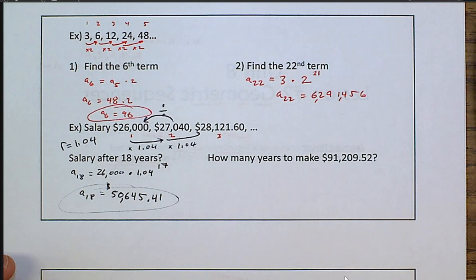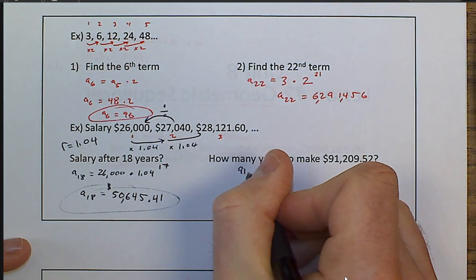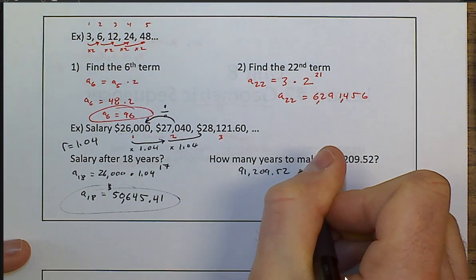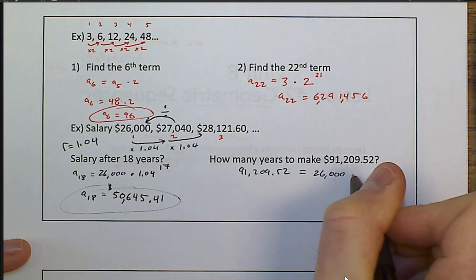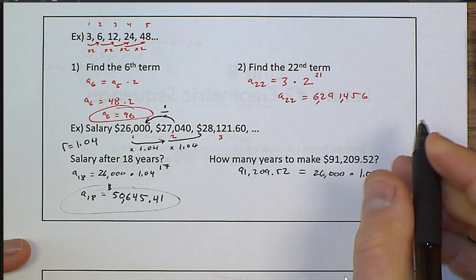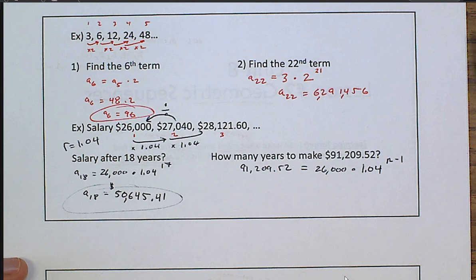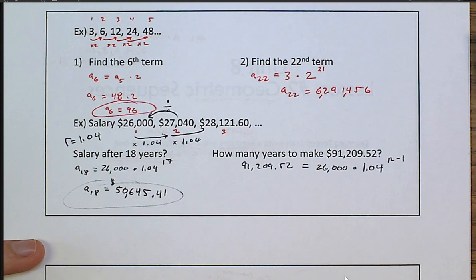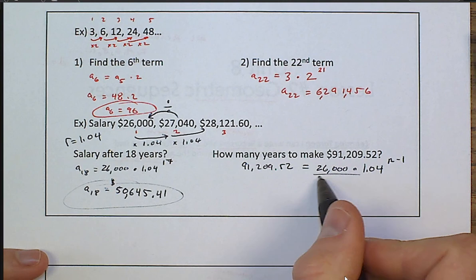Okay, second question, how many years will it take to make $91,000 and some change? So 91,209.52 equals, where did we start? We started at our 26,000. We times 1.04. How many times? n minus 1, right? So how do we solve this now for n? Good question. This is times, so I'm going to divide by 26,000.